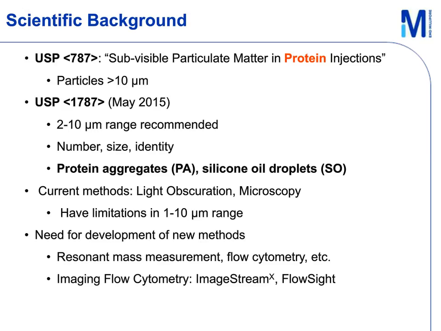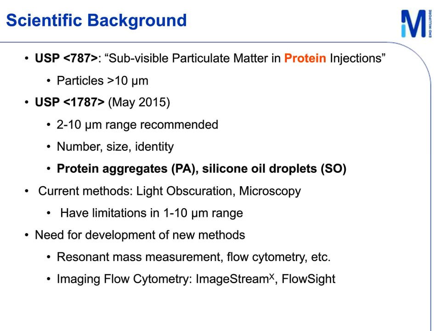The current methods being used to evaluate the 10 and up micron size range are also being used to monitor the sub-10 micron size range, these methods being light obscuration and microscopy, most commonly used in the industry. These methods are light transmission-based methods and require particles to interact with light in order to be detected. Because of this, they have some limitations in the sub 10 micron range in terms of their detection sensitivity and ability to identify particle type, which is especially challenging for detection of translucent particles like protein aggregates.